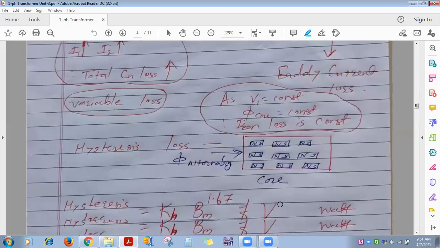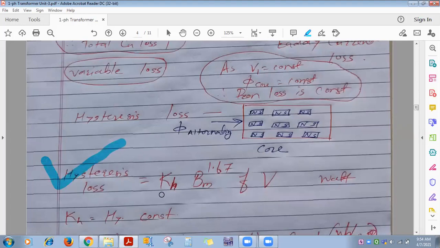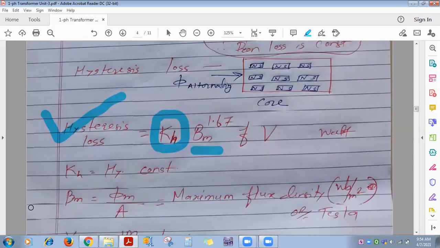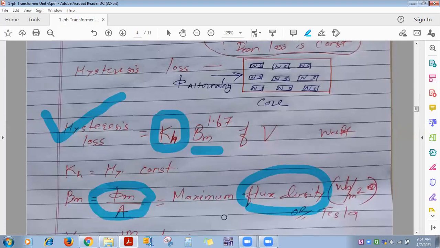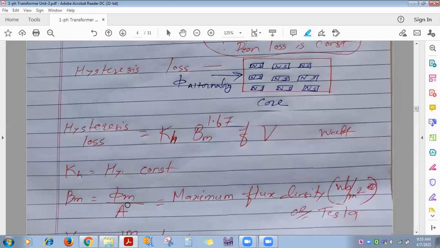Okay, so this hysteresis loss, this is the formula for that. This is the hysteresis constant, capital K suffix small h. Second one is capital B, means what? Flux density, flux per unit area. Current density, all of you know, is current per unit area. Similarly, flux density is flux per unit area. Flux density is denoted by capital B. As it is a maximum flux density, suffix is M. So maximum flux density is maximum flux per unit area. Flux is in Weber, area is in meter square.